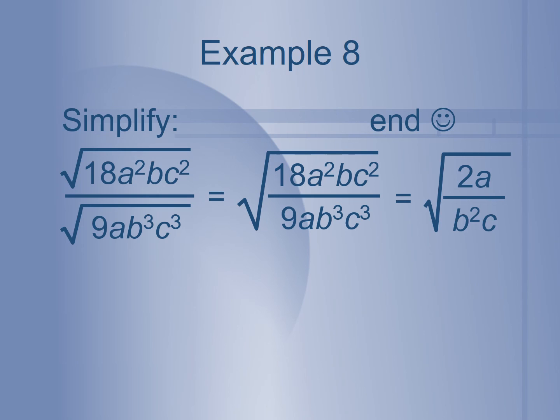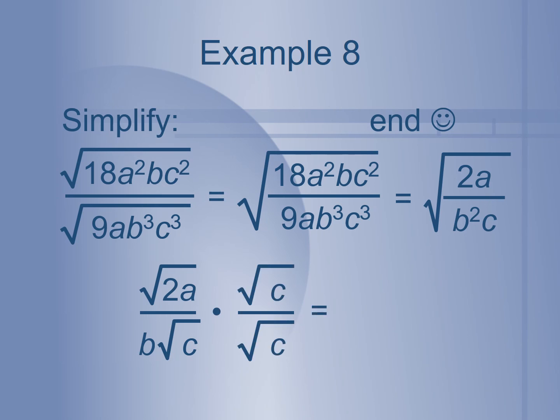Now that we have done that, we'll rewrite using the quotient property. So we have the square root of 2a on top, the square root of b squared c on bottom. The square root of b squared, however, the b can come out, leaving us b times the square root of c on bottom. Now we'll rationalize the denominator. So we'll multiply both top and bottom by the square root of c. So we'll get the square root of 2ac on top, and then we'll get bc on bottom.